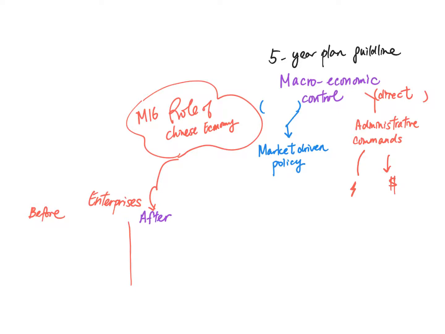While a comparatively indirect way will be a market-driven policy. An example is, when the economy is too overheated, what we have to do is lower the tax rate, okay? Or we have to increase the loan rate.